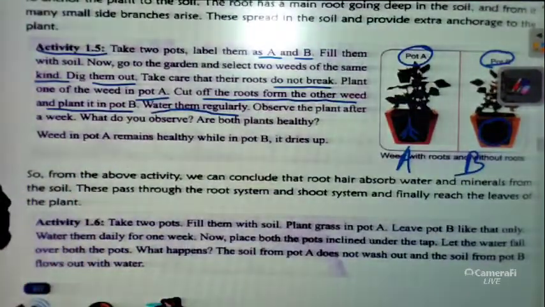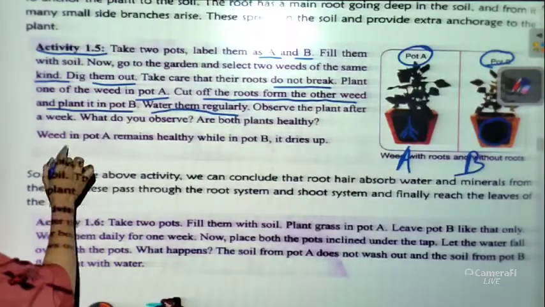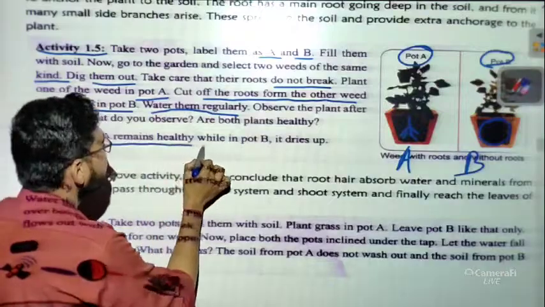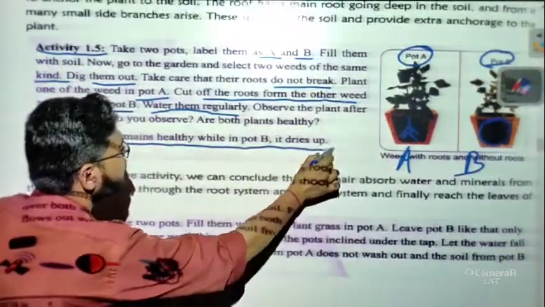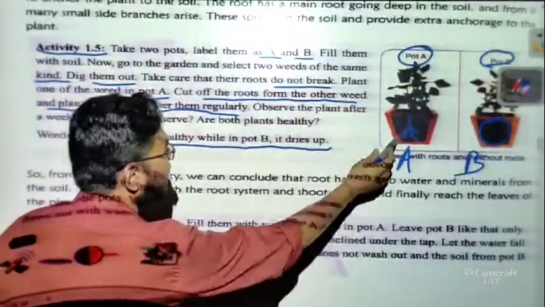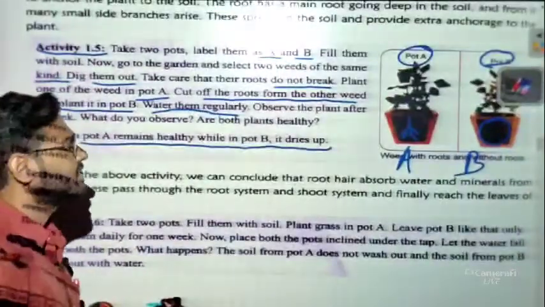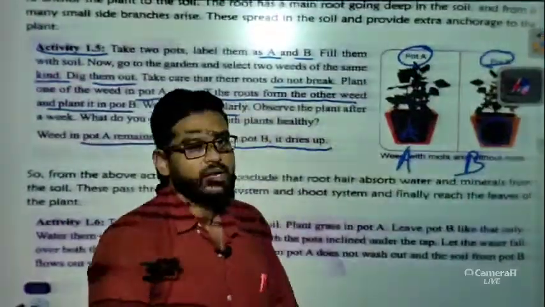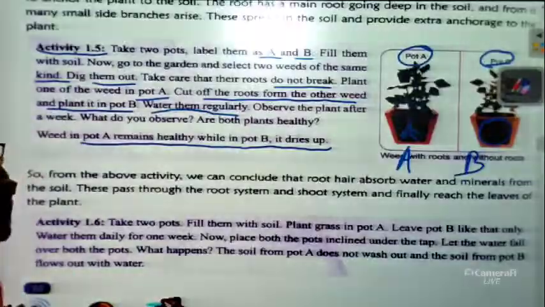So what do you observe? Are both the plants healthy? Obviously not, because pot A remains healthy while pot B dries up. Pot A remains healthy, but pot B dries up. Why does it dry up?